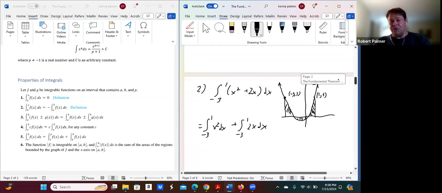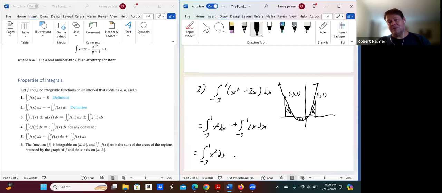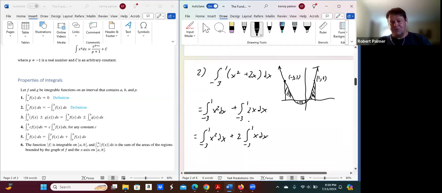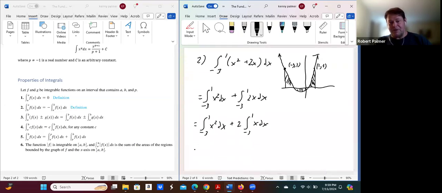All right, now one more thing we can do here is pull this constant out front. So we have the integral from -3 to 1 of x squared dx plus, and we make this 2, then the integral from -3 to 1 of x dx. Okay, so this is the same thing. Using those rules, this is going to give us the same value. Now let's find the antiderivatives. And so we have two separate integrals.